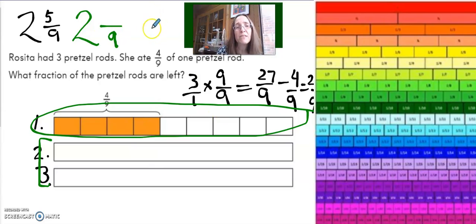What is 9 minus 4? These are the bits she ate. 9 minus 4 is 5. So that's another way to think about it, being flexible with our thinking. Just as long as it makes sense, be as flexible as you can.